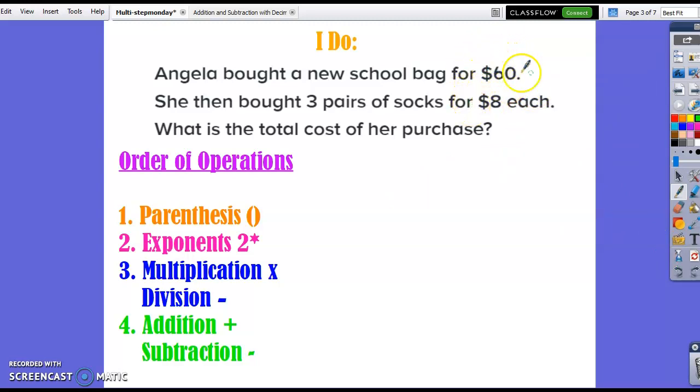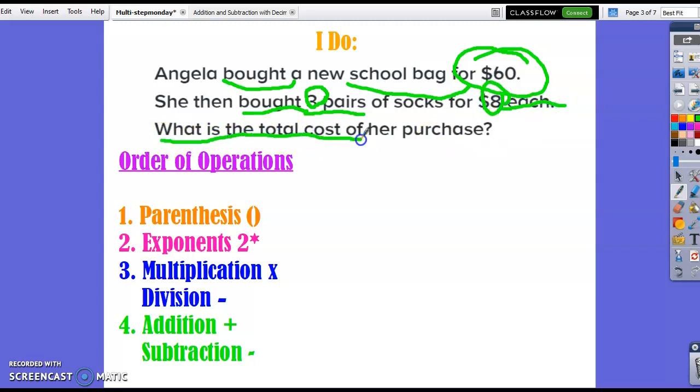So first we need to create the expression, and I have Angela bought a new school bag for $60. So she had the new school bag. Then she bought 3 pairs of socks for $8 each. Your question asks, what is the total cost of her purchase? So you're looking for your C, which equals cost.